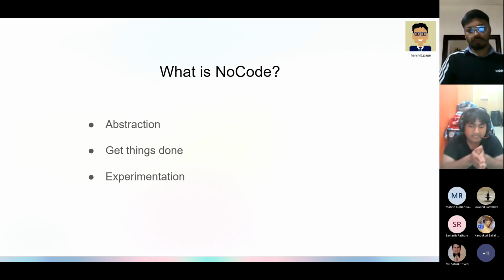So no code is essentially abstracting all the heavy lifting that goes on in developing software, getting things done. This is one of the very important aspects of no code. We get things done fast and accurately, and experimentation. Whenever the cost of experimentation is reduced to such an extent that we can test our software hypothesis in the real world, we get to know the result quicker, and we fail fast, learn fast, and get going.